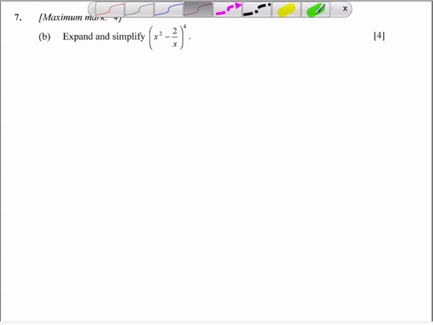Here's number 7b. I was actually quite surprised how many people missed this question because even if you didn't remember how to expand this using binomial theorem, it doesn't say anywhere to use binomial theorem. You could have just multiplied this thing 4 times. And a lot of you tried, but not many people succeeded. So let's figure out why.